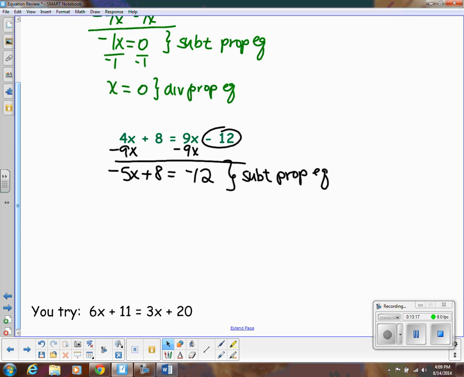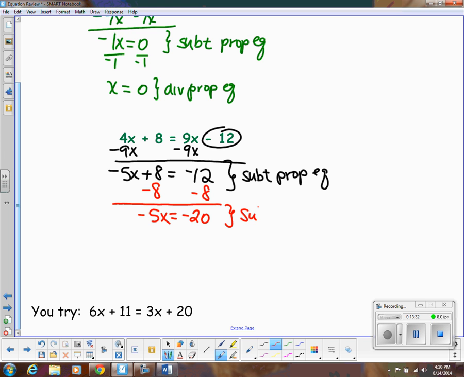All right, from here, I have negative 5 connected to x, 8 connected to x. 8 is being added, so I must disconnect all my add and subtract first. So I have negative 5x equals negative 20. I just did, again, the subtraction property of equality. All right, so now x and negative 5 are connected through multiply. So in order to disconnect multiply, actually I'm going to choose to disconnect multiply because I didn't really talk about this yesterday. Okay, let me put my negative 5x back up there.